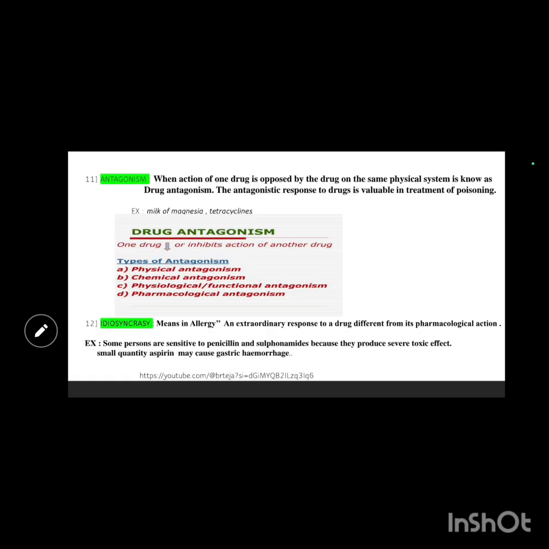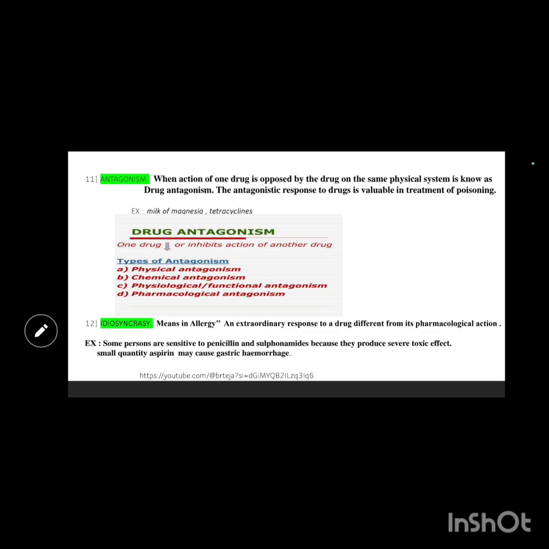antagonism. When the action of one drug is opposed by another drug on the same physiological system, it is known as drug antagonism. The action of one drug is opposite to the other, face to face opposite. The antagonistic response to drugs is valuable in the treatment of poisoning. In drug antagonism, one drug decreases or inhibits the action of another drug.